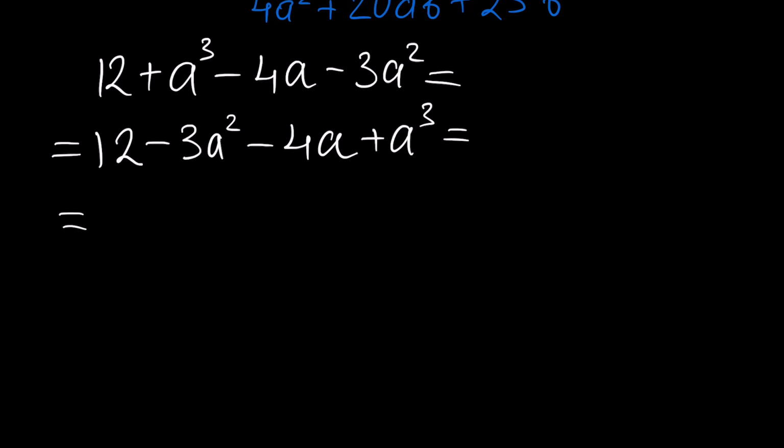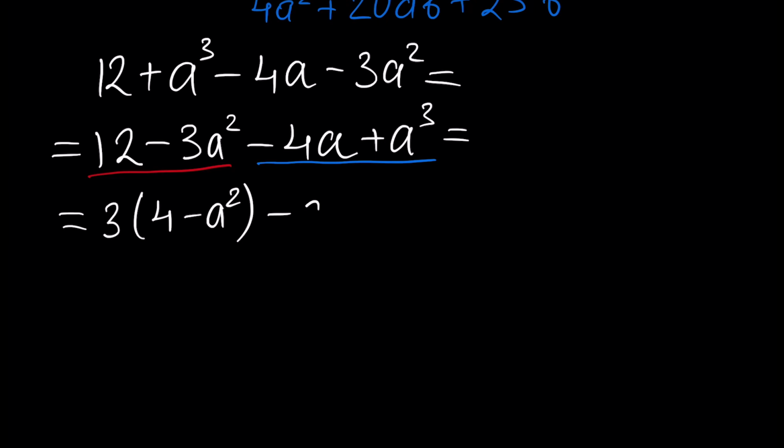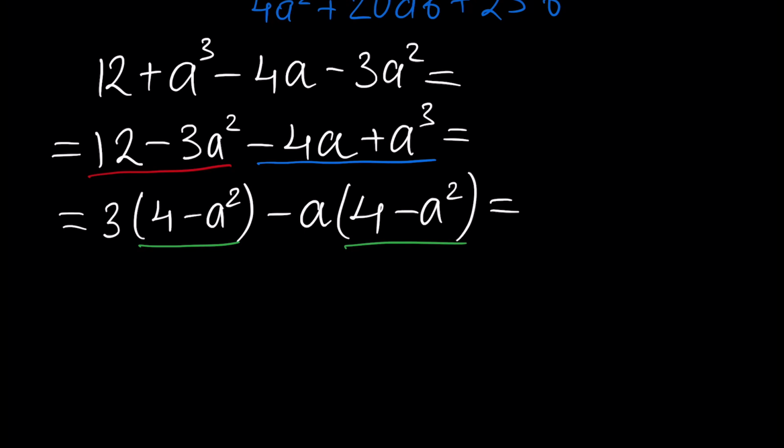If for these two terms of our polynomial we take out 3, we will have 4 minus a squared. For these two terms, if we take out minus a, we will have 4 minus a squared. And we have two common factors, and if we take out this 4 minus a squared, we will have this multiplied by 3 minus a.